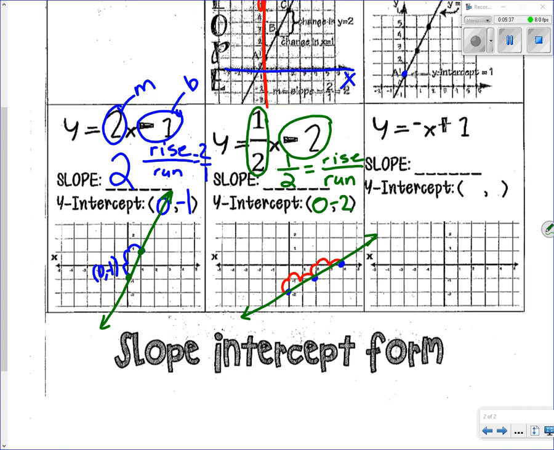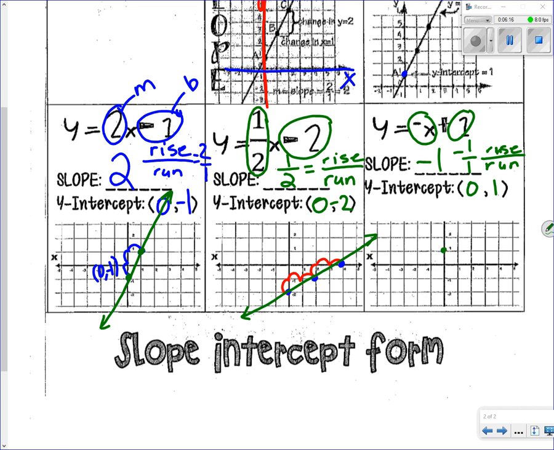Okay, our last example, we have our slope is negative x, so it is -1. Now, when you have a negative, it doesn't matter where you put the negative as long as you put it on one and not both. So we have -1 over 1. So our rise is -1 and our run is 1. I'll explain that more in a minute. Our y-intercept is 0, 1.